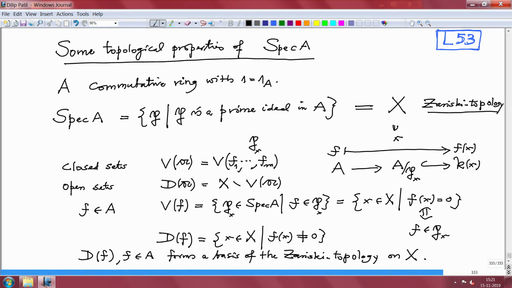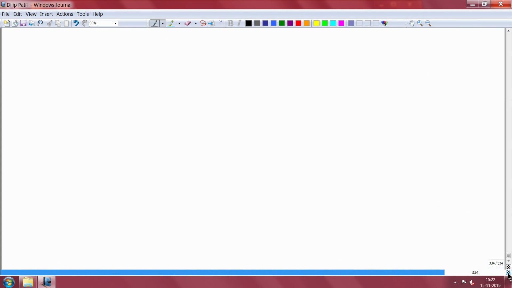Alright, now these are the basic blocks, like when you study for example calculus on R^n, then the basic open sets are precisely the open balls. So, these D(f)'s take the role of the open balls. Alright, now the first one I want to note is that this Spec A is quasi-compact.